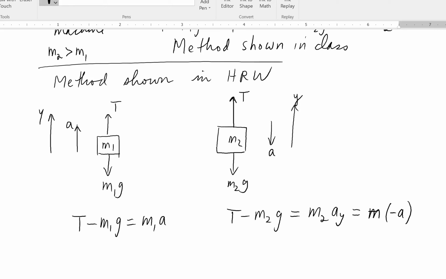So in the end, your equations come out equivalent whether you use method 1 or method 2. But what's a little bit more complex about method 2 is that you have to be careful with the value of the acceleration for the second mass. So choose the way you want, but make sure you can execute it correctly.